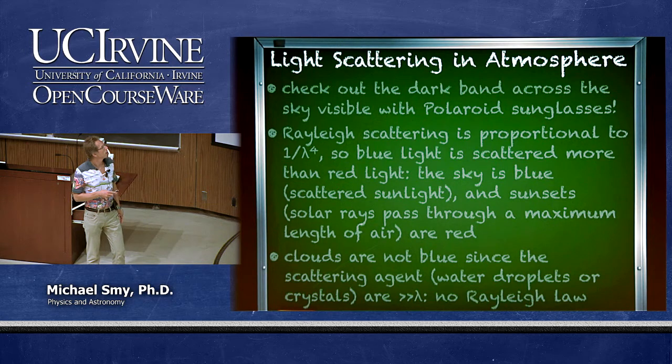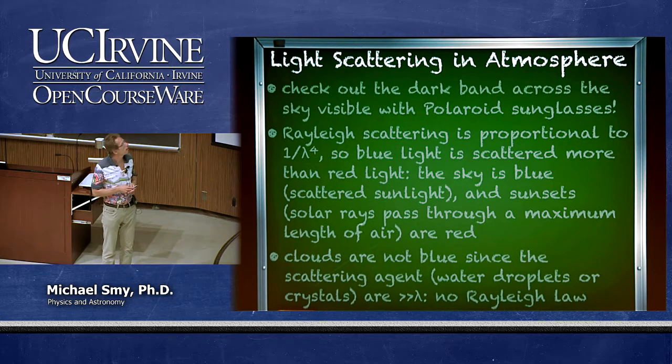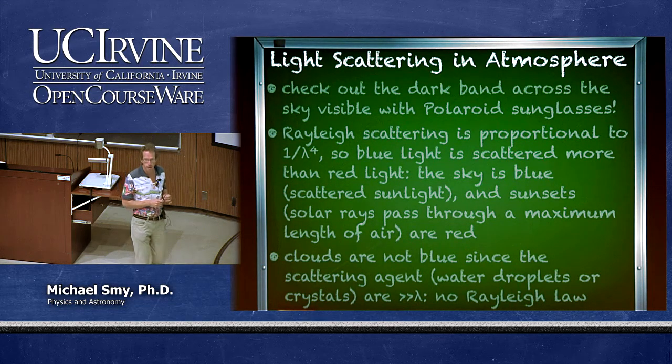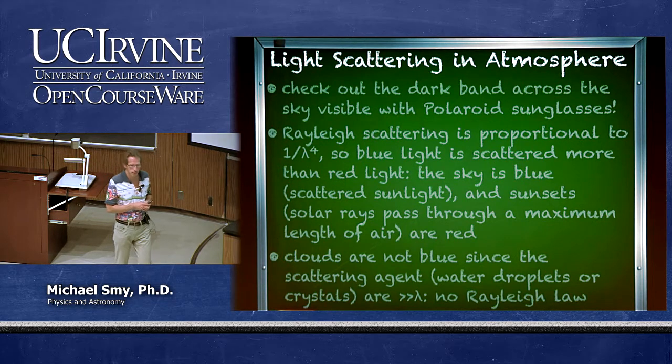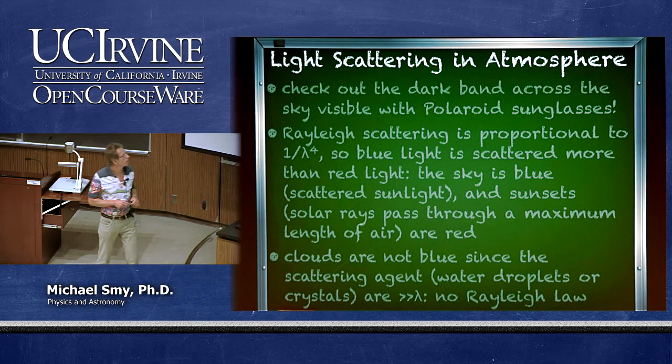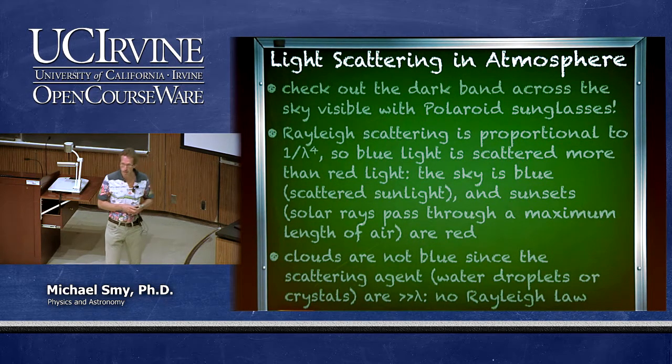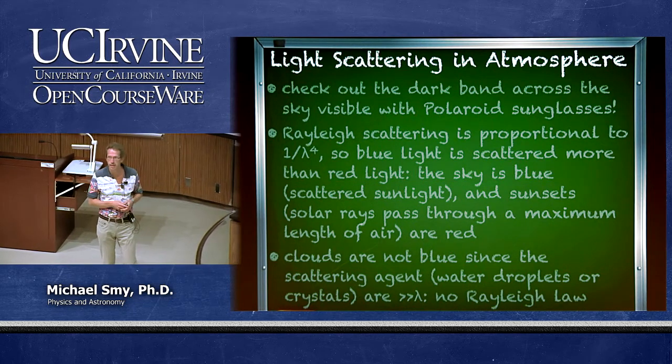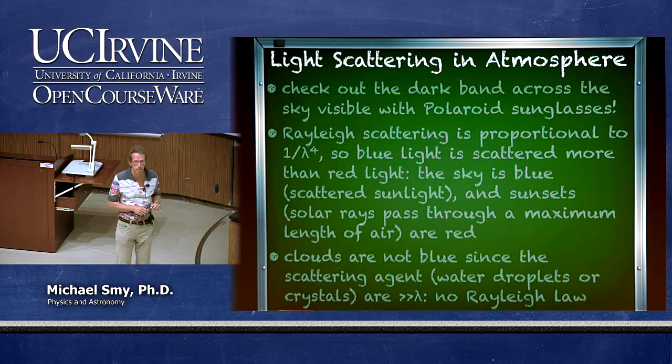Another interesting thing about Rayleigh scattering is that it is proportional to the inverse fourth power of the wavelength. And that is true as long as the size of the scattering molecule is much smaller than the wavelength of the light. And that means that blue light is more readily scattered than red light would be. And as a consequence, the sky looks blue to us. So the color of the sky is nothing else but the scattered photons from the sun, which are predominantly blue.